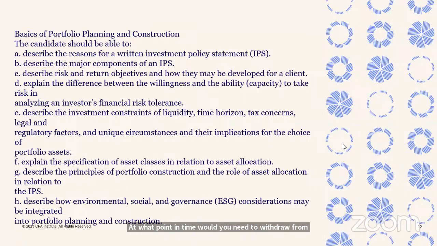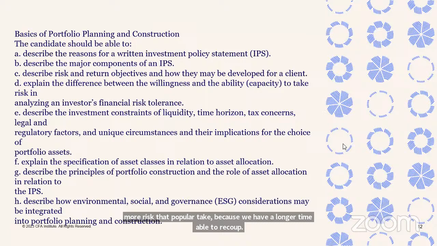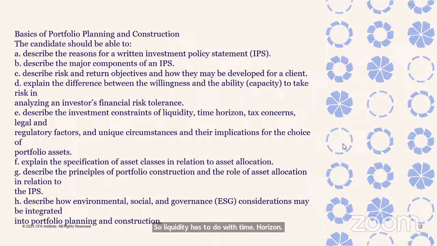So the longer time you have to invest, or the lower the frequency of time you need to withdraw from your portfolio, the more risk that portfolio can take, because you have a longer time to be able to recoup in case there is a loss. So liquidity has to do with time horizon, right? Because liquidity is talking about how frequently do you need money, and that means how often, which is time horizon. So the lower liquidity need you have and the longer your time horizon, the more risk you can tolerate.